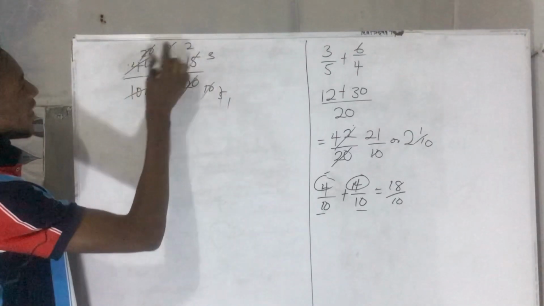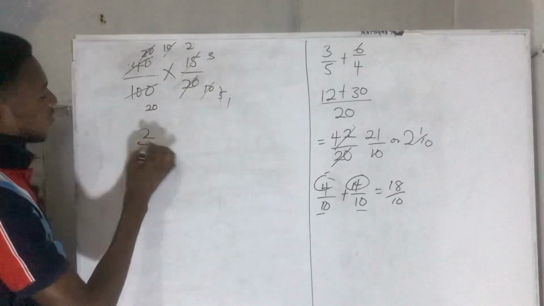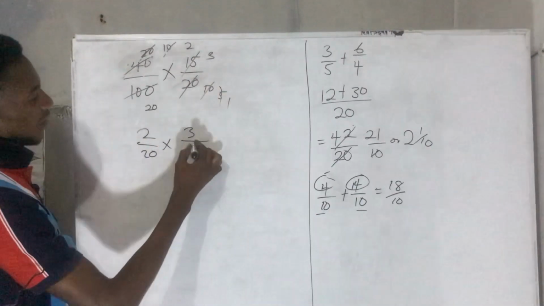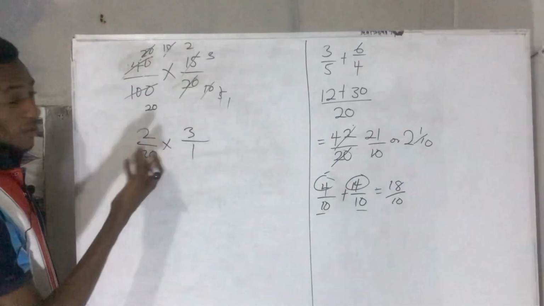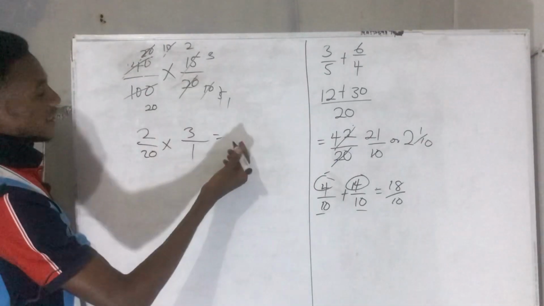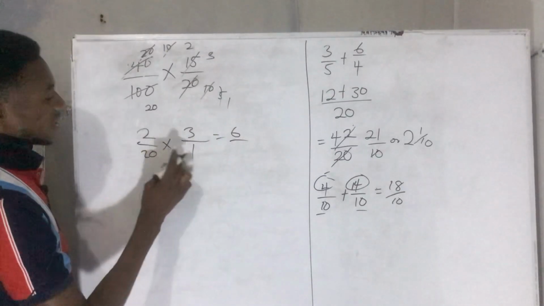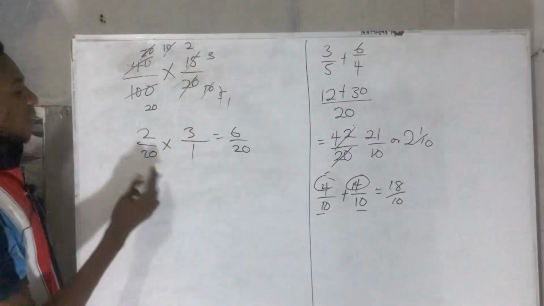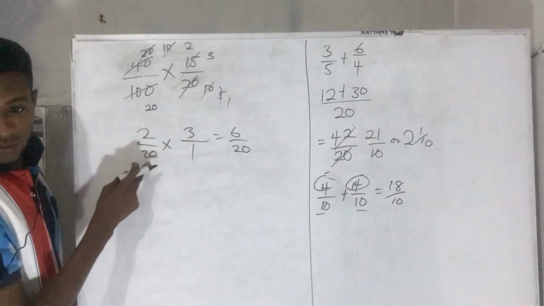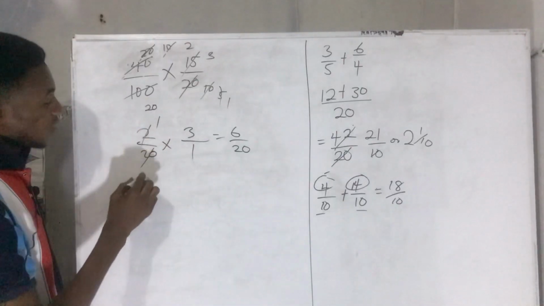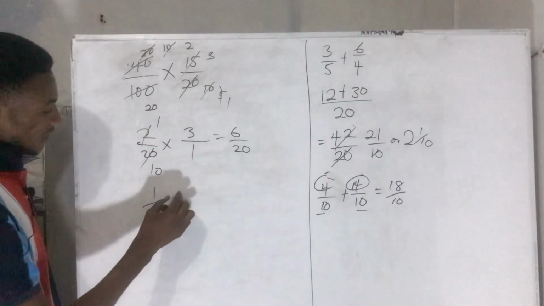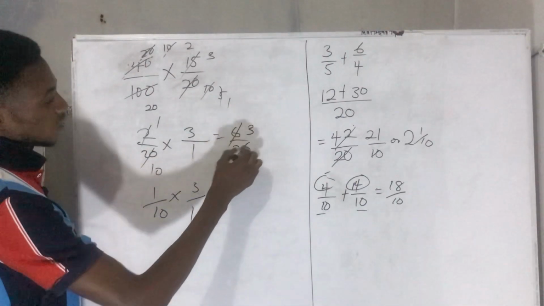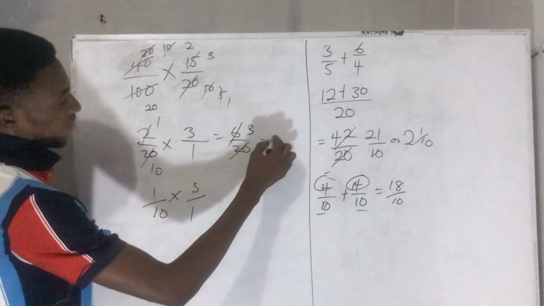Now we have 2 over 20 times 3 over 1. Now you can multiply. 2 times 3 is equal to 6, and 20 times 1 is equal to 20. You can break this one down again. If you have 2 over 20, you can still break it down, whereby 2 will go here 1, 2 will go here 10 times. So we have 1 over 10 times 3 over 1. Now, when you break this one down, 2 will go here 3 times. 2 will go here 10 times. We are having 3 over 10.